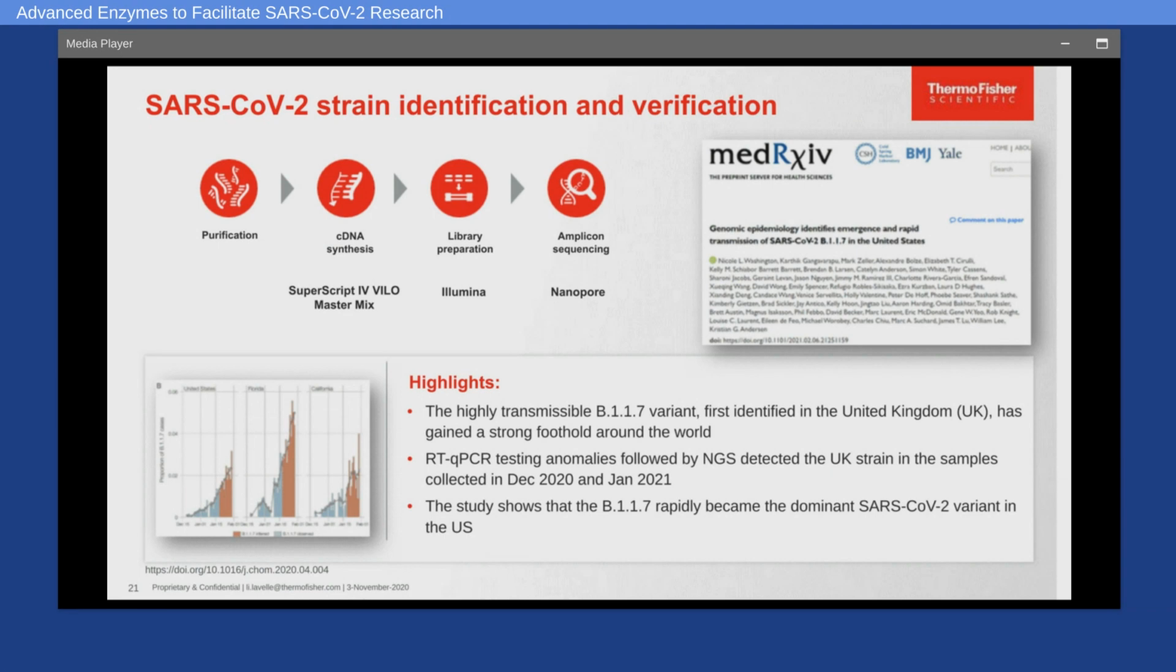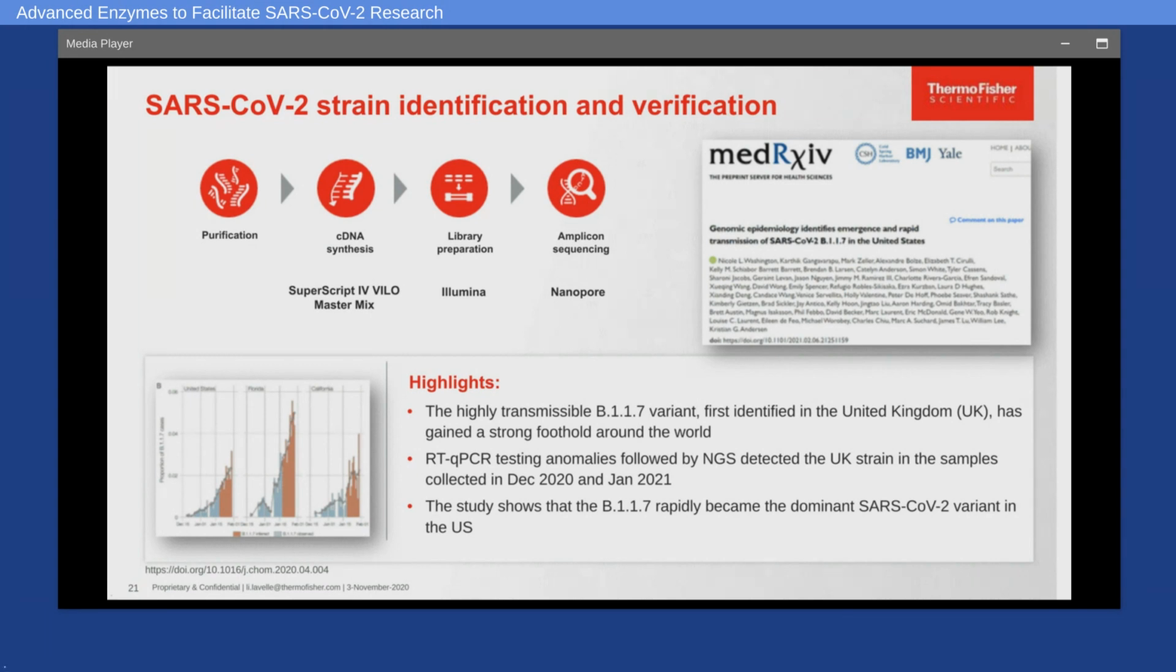This study looks at the new variant strain we saw recently, called the B.1.1.7 variant, first identified in the United Kingdom. Everyone knows about this strain. It has a really high profile in the media, everybody reported on it, and it has gained a strong foothold around the world.